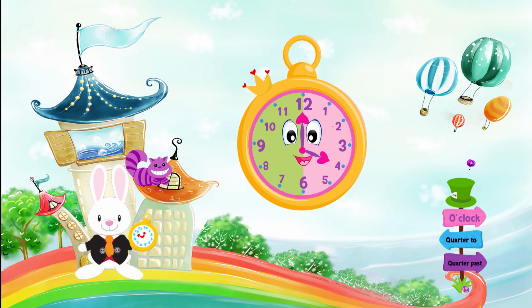The little hand shows the hours and the big hand shows the minutes.